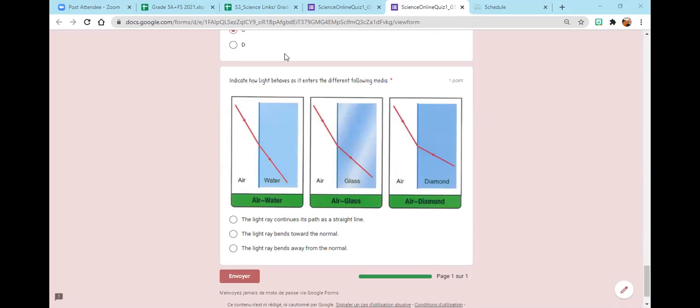And the last question, light is passing from the air to another medium. يعني from the air to the water, from the air to the glass, from the air to diamond. We want to check how the refracted ray is passing. To do this, لازم نرسم النورمال. You should draw the normal. Here is the normal.